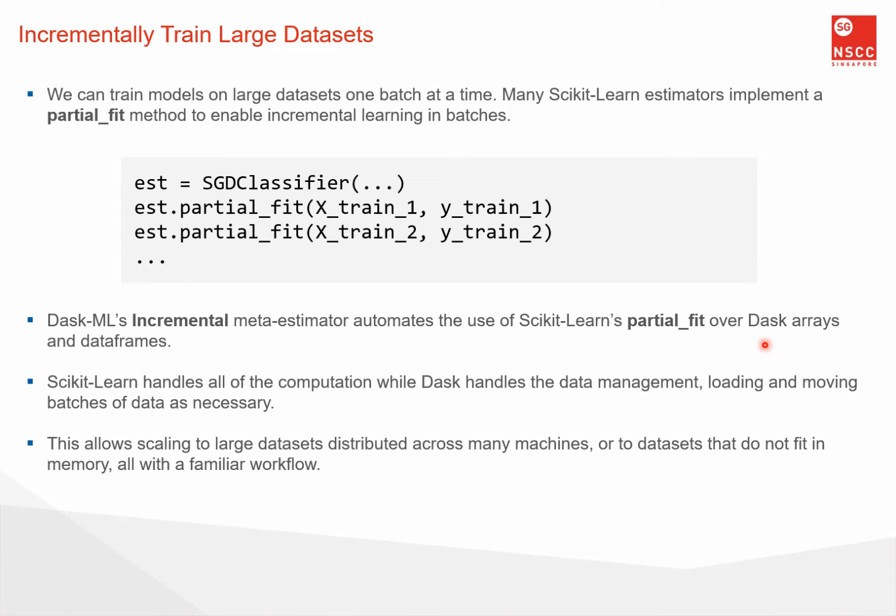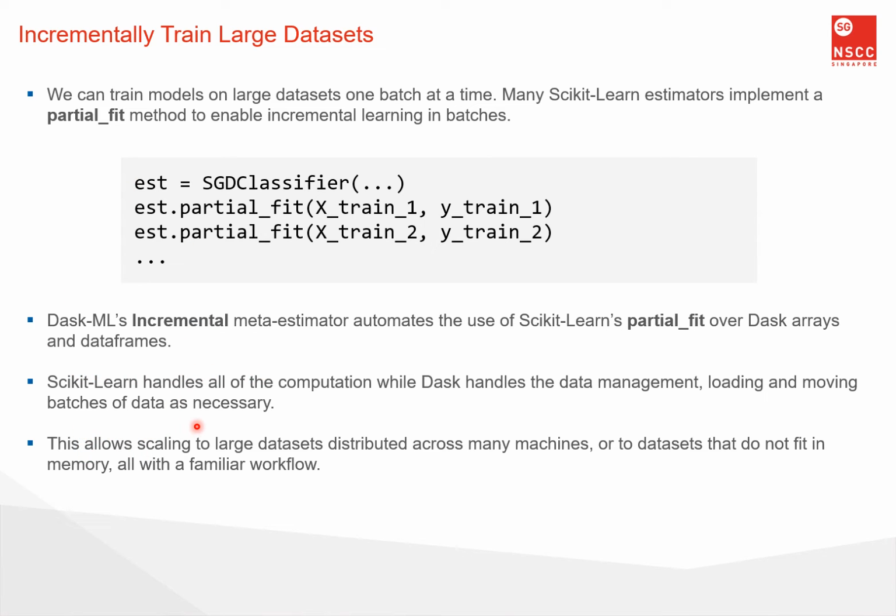And since pandas data frame can be converted into NumPy array and then called within the fit function, we can use the Dask ML incremental meta estimator to basically call fit function one chunk at a time, or one part of the Dask array at a time. Scikit-learn handles all the computations, right? So we actually call scikit-learn's partial fit from within the Dask ML, while the Dask library handles the data management, right? The chunking of the data, loading and unloading it from memory will be handled by the Dask, and the algorithm implementation is actually called using the scikit-learn itself.